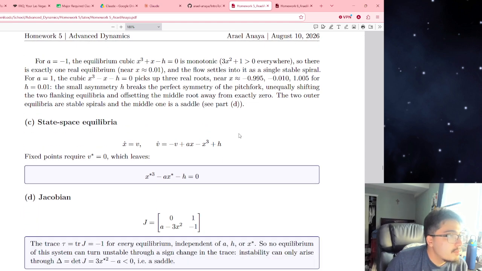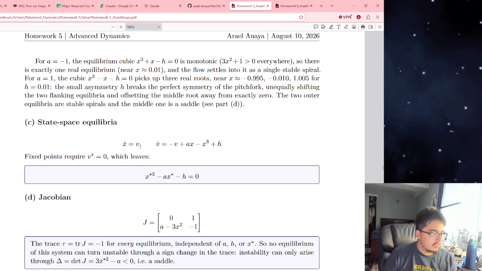So then we need to go ahead and put the system into state space. In this case, you just define x dot equal v, which introduces variable v, and then we can turn our second order into a first order. V dot is equal to negative v plus ax plus x cubed plus h. Then to find the equilibrium, we set both of these to 0.